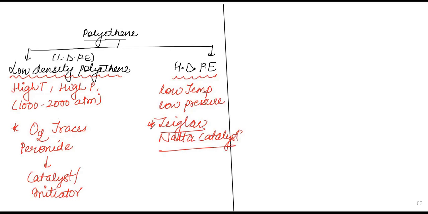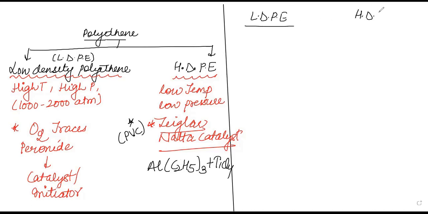What is Ziegler-Natta catalyst? And in your exam you can get this kind of question. What is Ziegler-Natta catalyst? It is triethyl aluminium plus TiCl4, titanium tetrachloride. This is the combination for HDPE formation. So this is all about the basic things that can be asked in the exam. And now one more thing I am going to give you: LDPE, HDPE.